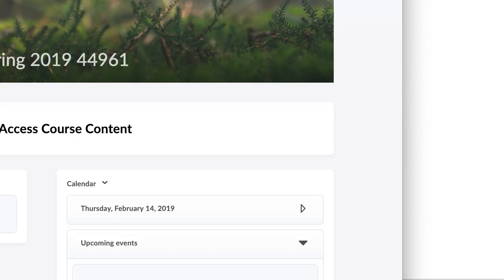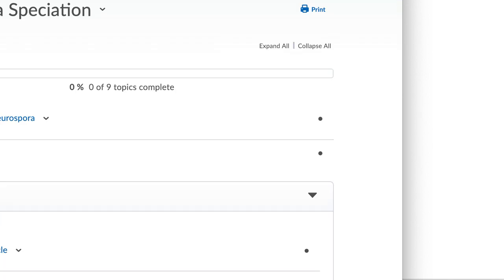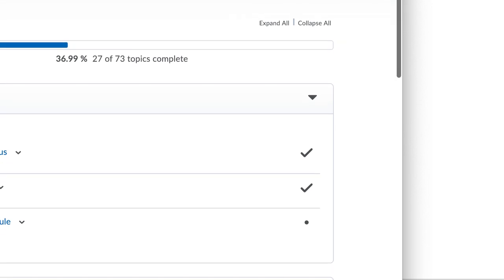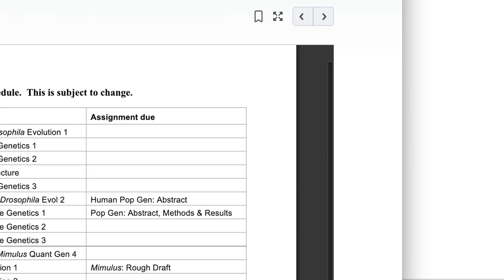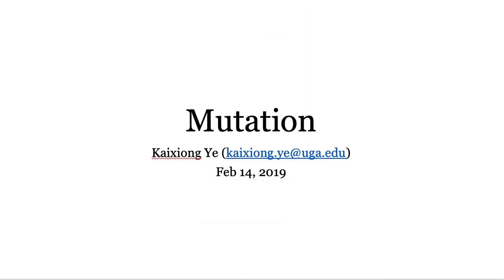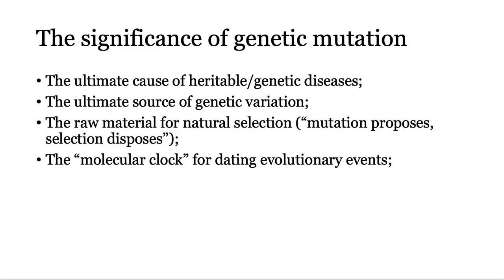Today we are going to talk about mutation. Mutation is significant in genetics because it is the ultimate source that causes all genetic disease, heritable disease. Mutation is also the ultimate source of genetic variation. Two lectures ago, we talked about human genetic variation. Where did that variation come from? Ultimately, it comes from mutation.